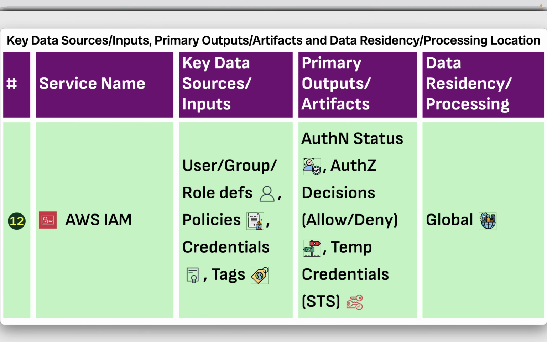Next, we have AWS IAM. Data sources are user definitions, group definitions, or role definitions, policies, credentials, and tags. And the outputs are authentication status, authorization decisions like allow or deny, and temporary credentials, which is through Security Token Service, STS. Residency is global.